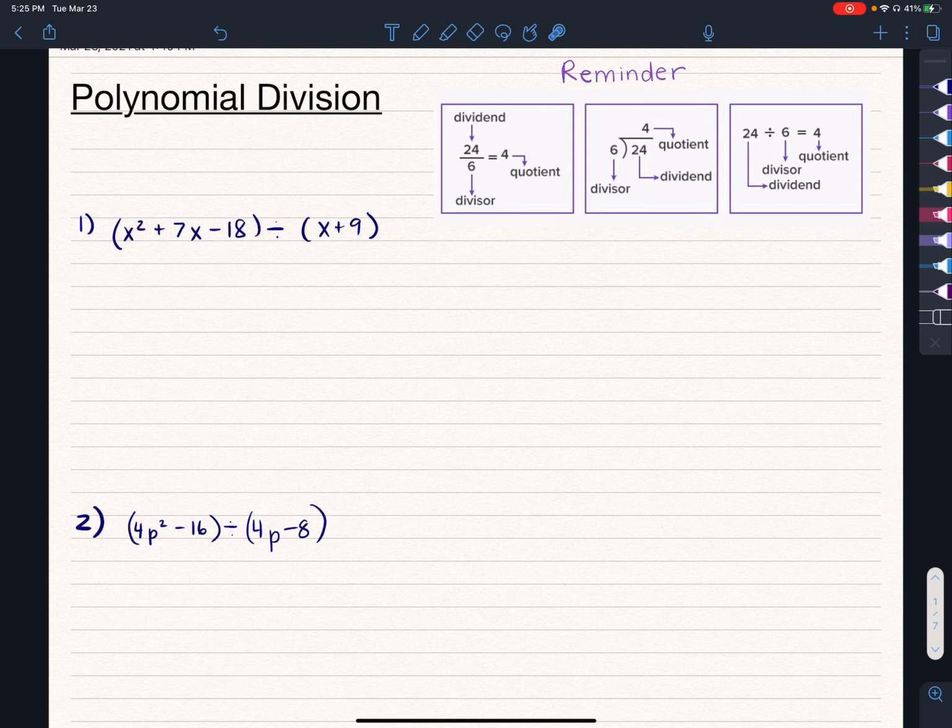So just a little quick reminder of division vocabulary. We have three main words here: the dividend, the divisor, and the quotient. The dividend refers to the number that is being divided. The divisor is the number that is doing the dividing. And the quotient is the answer that you get when you do a division.